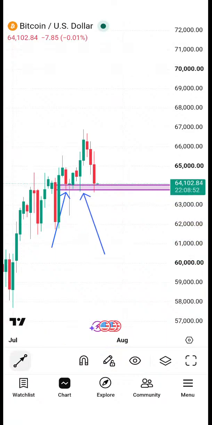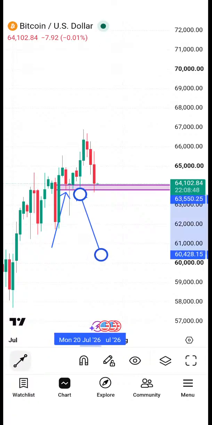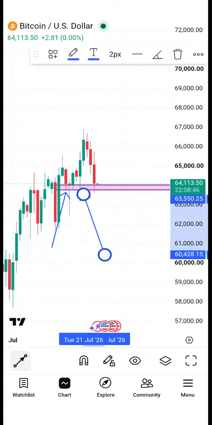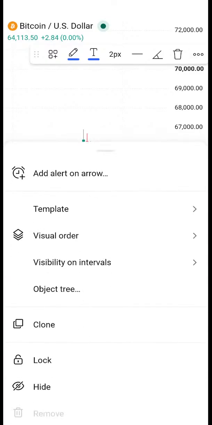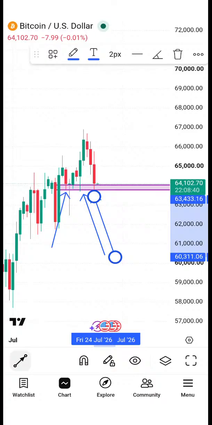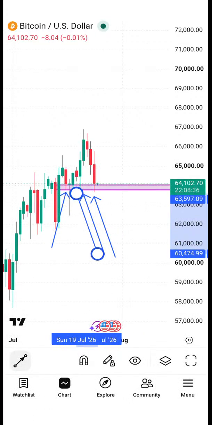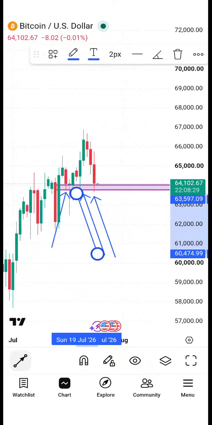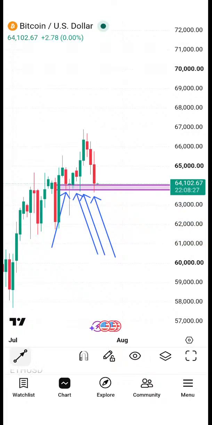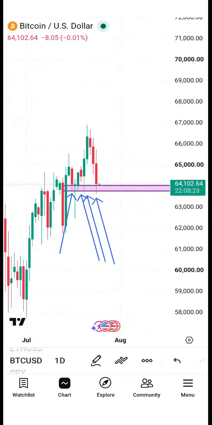There's the other one. These are signs that show this area is being respected. It is strong. Price is failing to break below this area. You can see Bitcoin is respecting this area.